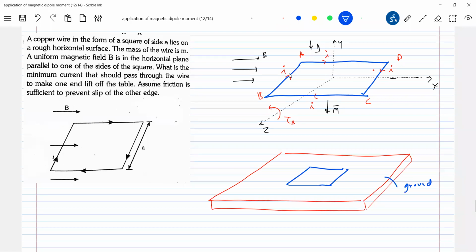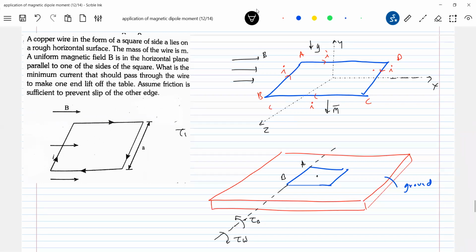So torque due to dipole moment. About AB, I'll go for the torque, about that axis. Let me show that one. Make the problem like this. So torque due to weight: the weight will act as mg, at a distance a by 2, so mg a by 2.